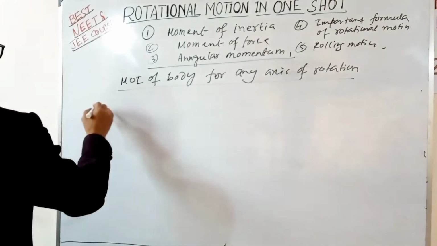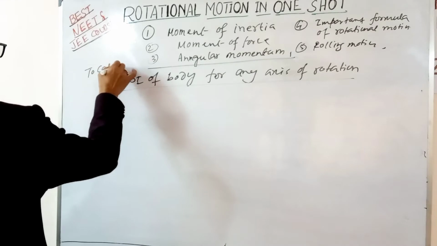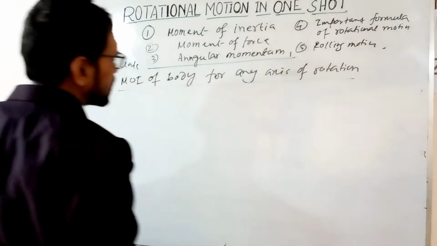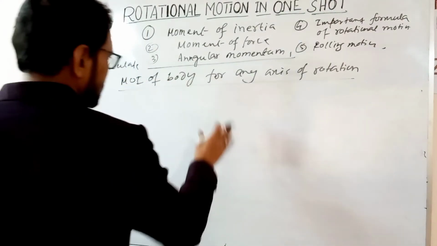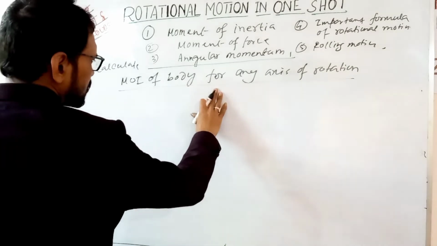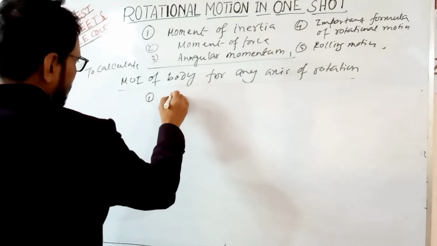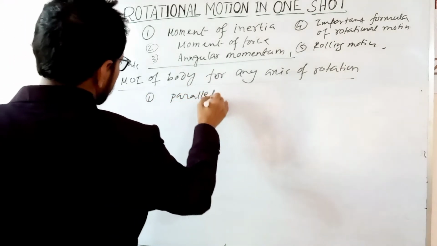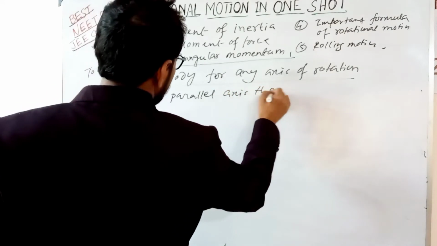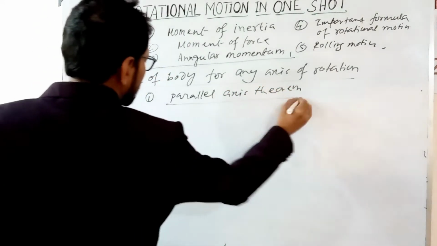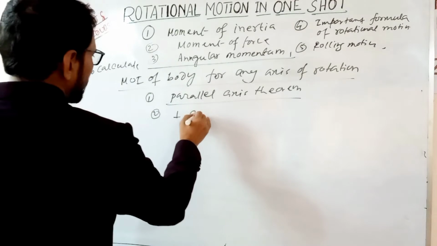To calculate the moment of inertia for any other axis of rotation, we require two theorems. One is the parallel axis theorem, and the other is the perpendicular axis theorem.